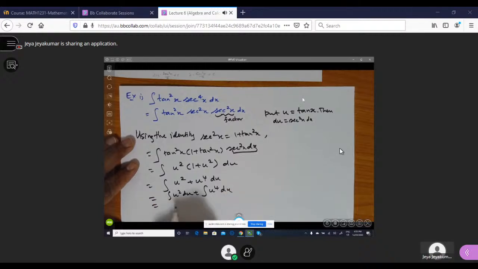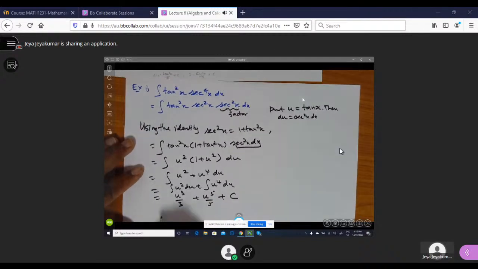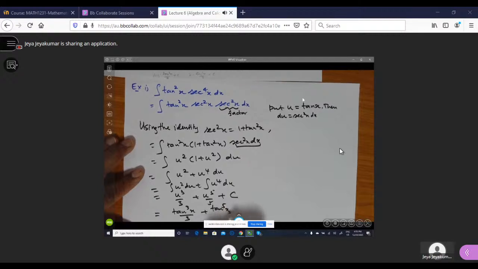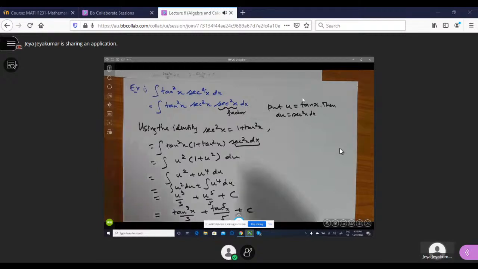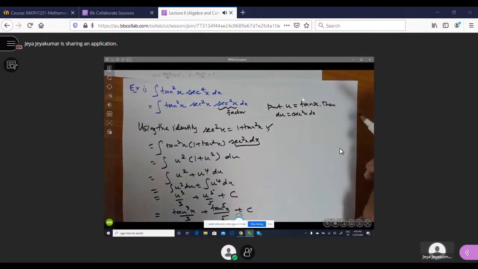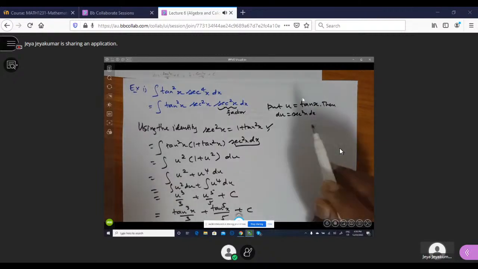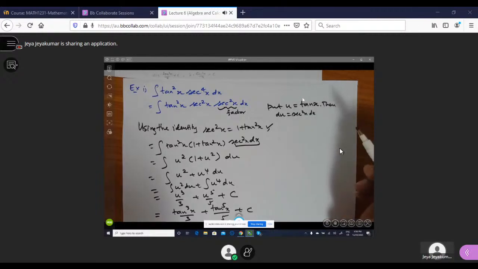That gives you u cubed over 3 plus u to the power 5 over 5 plus a constant of integration. And then you substitute back for u, that is tan cubed x over 3 plus tan to the power 5 x over 5 plus C. So that's how we do that. Here we have used the identity. In the previous examples on products of sine and cosine and their powers, we used the identity sine squared plus cosine squared equals 1.